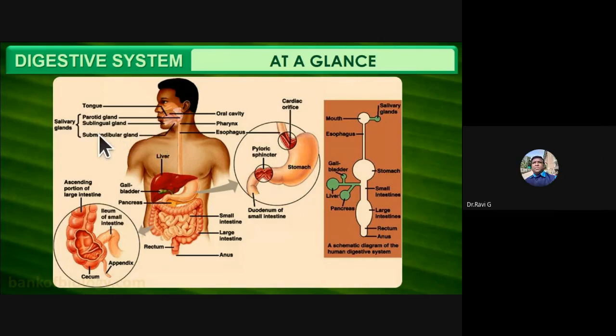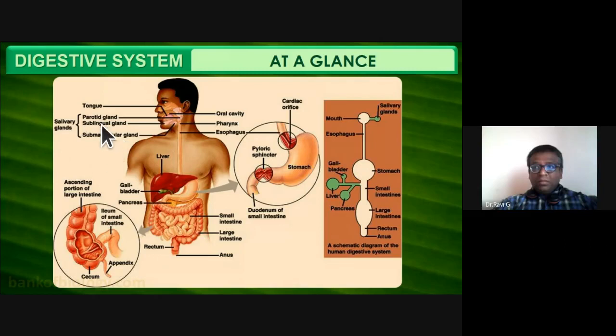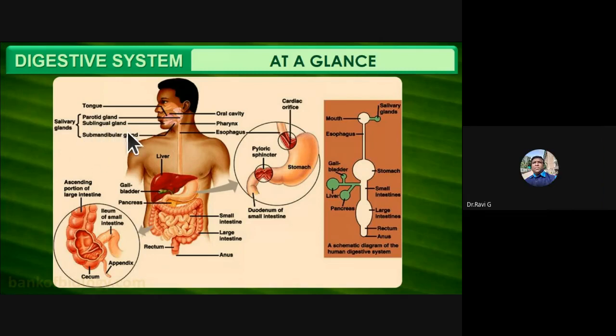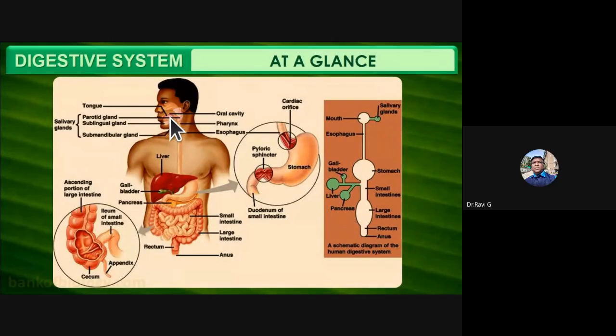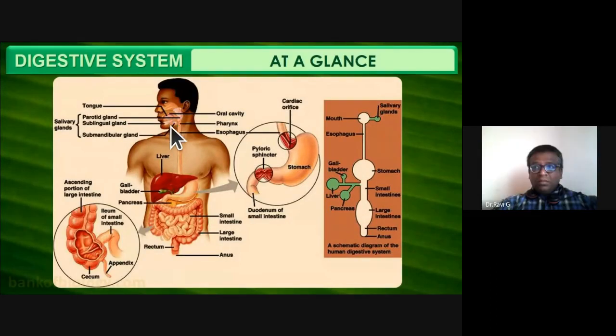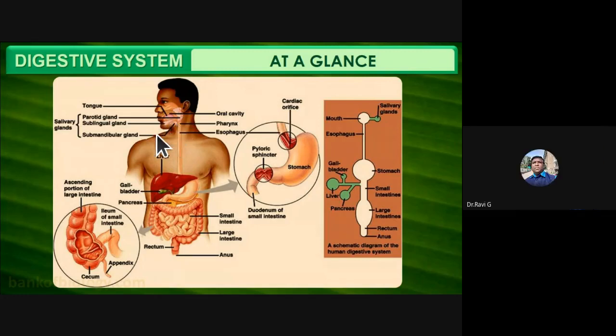So salivary glands, I asked you to remember it as PSS, not RSS, PSS. A pair of parotid glands, a pair of sublingual glands, a pair of submandibular glands. So PSS, you can remember, a pair of parotid glands. So these are parotid glands. A pair of sublingual, as the name indicates, lingua, tongue. So sublingual glands, it is below the tongue, and submandibular glands. So these are the salivary glands, and they secrete saliva.